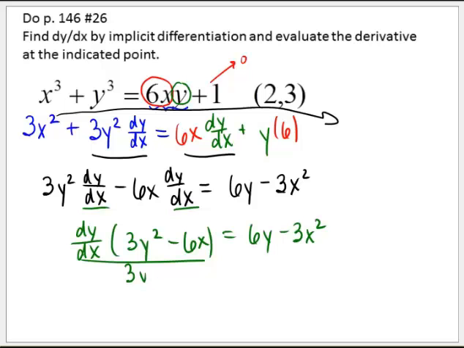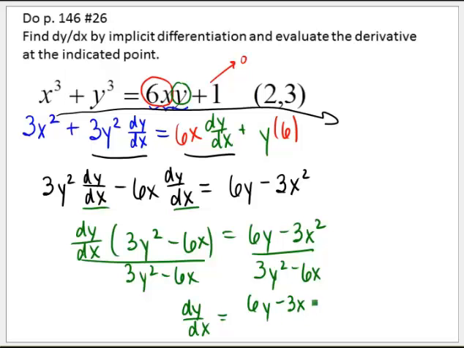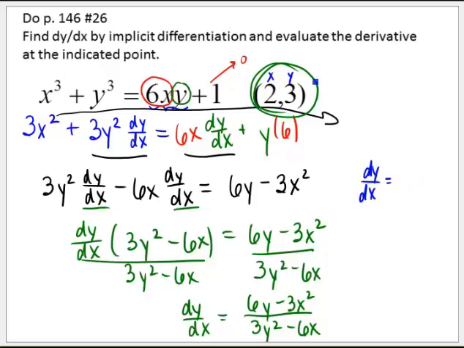Divide by 3y squared minus 6x on both sides. And my final answer would be dy over dx equals 6y minus 3x squared over 3y squared minus 6x. Now, it did tell me to evaluate this at (2, 3). So I'm going to plug in the 2 for all my x's and the 3 for all my y's. So this is my x value, this is my y value.